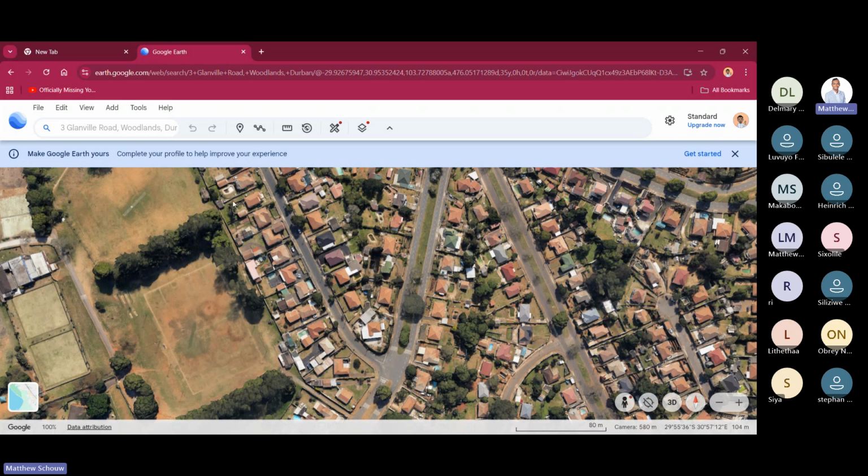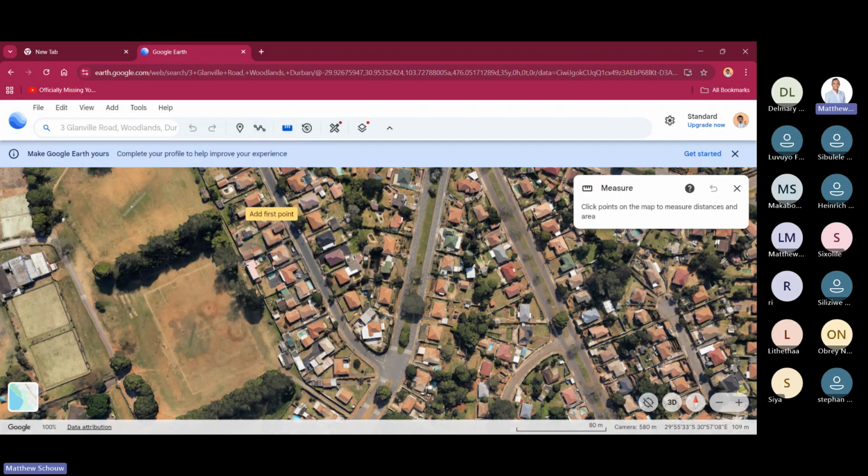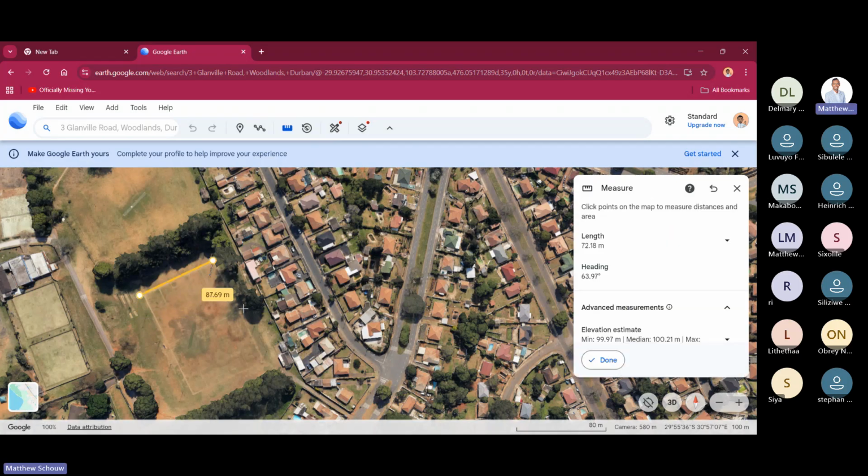Let me show you what Google Earth can do. I'm going to click on this. Oh, sorry, measure. Let me choose this one. I choose my first point. I click on another point. So it's telling me approximately the distance. I choose another point. Choose another point. And another point. And I close it off.